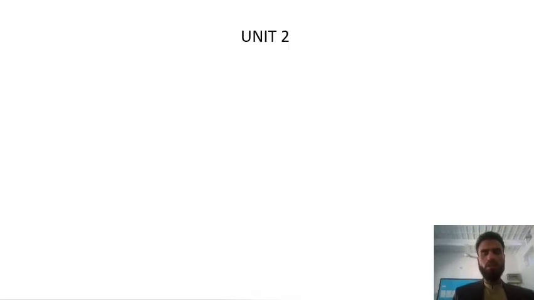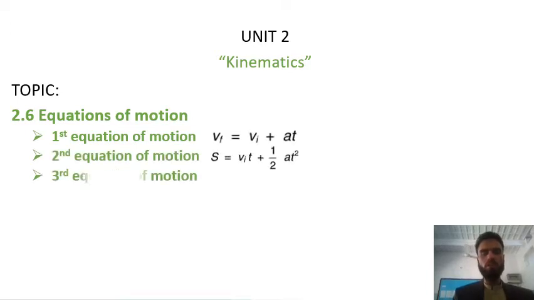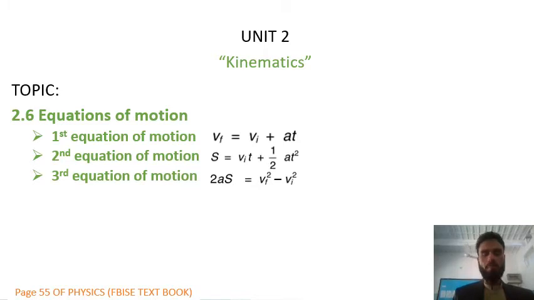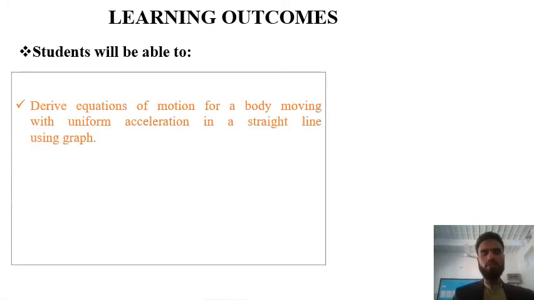So moving forward, we are in unit 2, which is kinematics, and we will discuss equations of motion, which include the first equation of motion, second equation of motion, and third equation of motion. Now, at the end of this lecture, the students are expected to derive the equations of motion for a body moving with uniform acceleration and in a straight line while using the graph. They should use the graph to derive these equations of motion, which will be covered in this lecture.